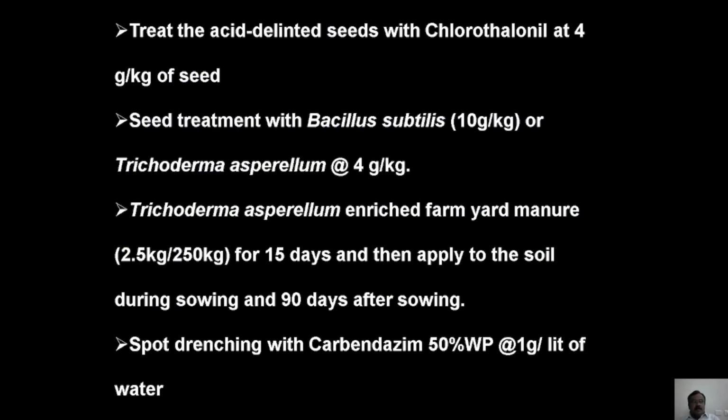And then besides those who are going for only the organic cultivation, they can go for seed treatment with Bacillus or Trichoderma, as well as they apply the Trichoderma basally at the rate of 2.5 kg mixed with 250 kg of well decomposed farmyard manure and apply in the field during sowing as well as 90 days after the sowing. And if the disease is very severe in the grown up plant, then go for spot drenching with the carbendazim, which is mixed at the rate of 1 gram per liter of water.